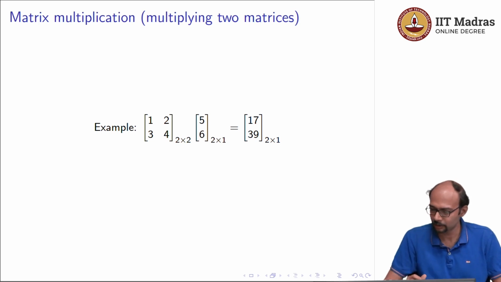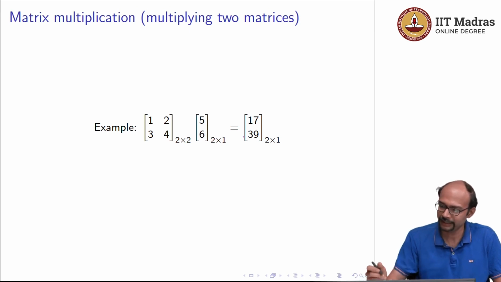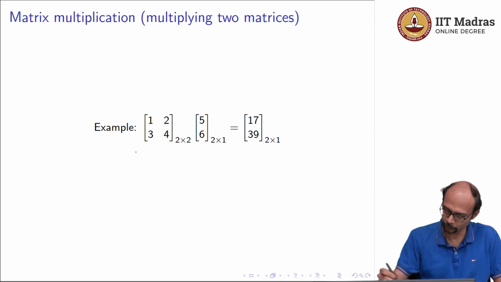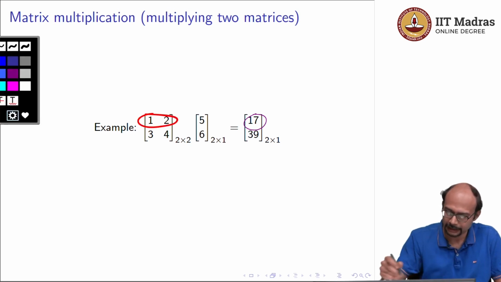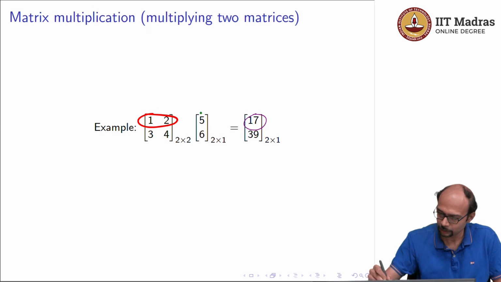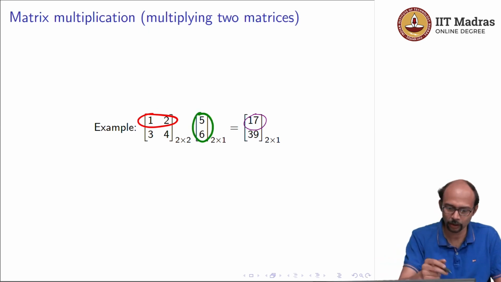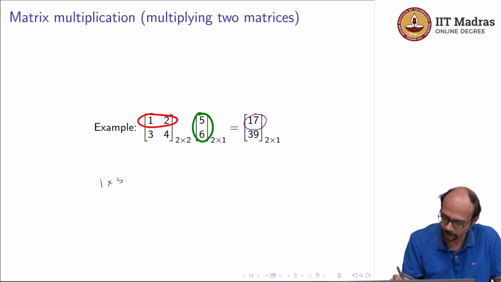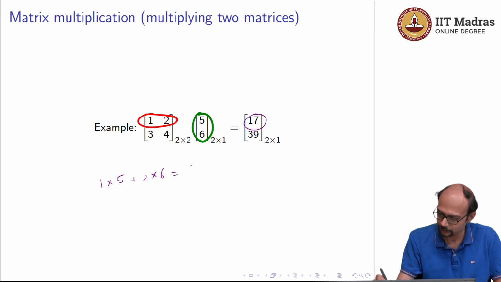Here's another example. We have the matrix 1, 2, 3, 4 times the matrix 5, 6 in a single column. I want to look at how we got 17 and 39. For the 17, it's a 1/1th entry. So I look at the first row and the first column. Of course, here we have only one column. So we have 1 times 5, multiply the corresponding entries and add them, plus 2 times 6. So this is 5 plus 12, which is 17.